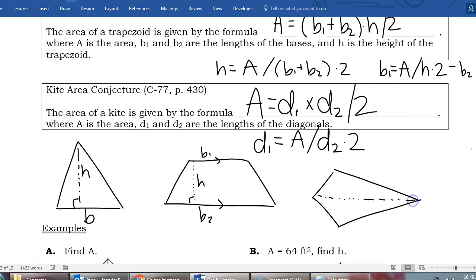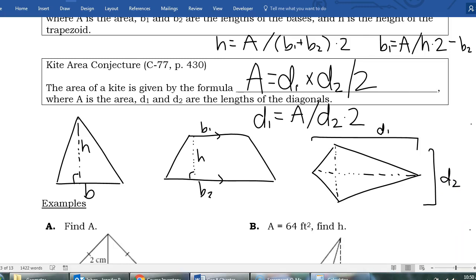And I'm going to draw my kite this way, and a diagonal is how far it is from here to here. So basically this length is diagonal 1, and then how far it is from here to here, that length would be diagonal 2. Sometimes you're given the halves of the diagonals and you'll have to add them together to get the full lengths of the diagonals. We'll see that on our first example.